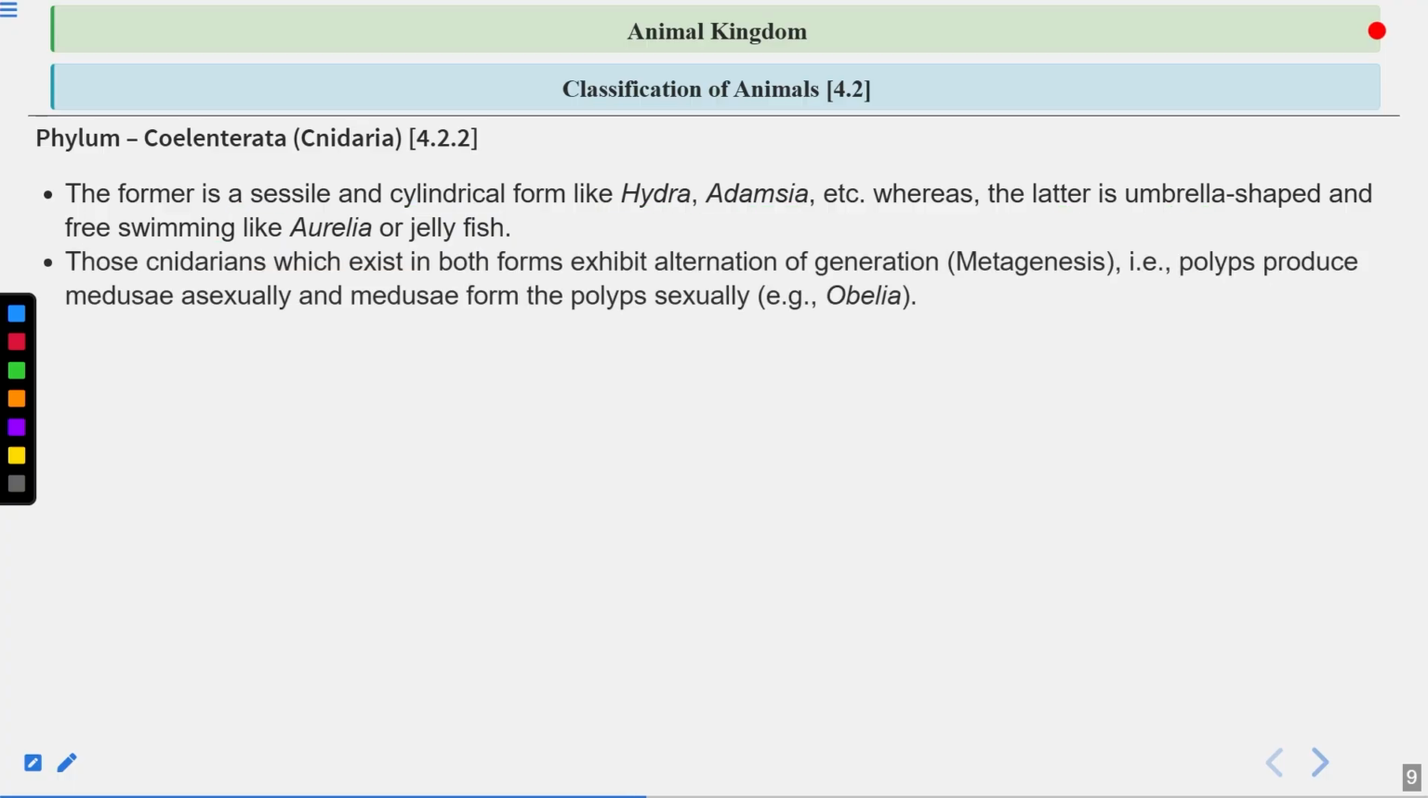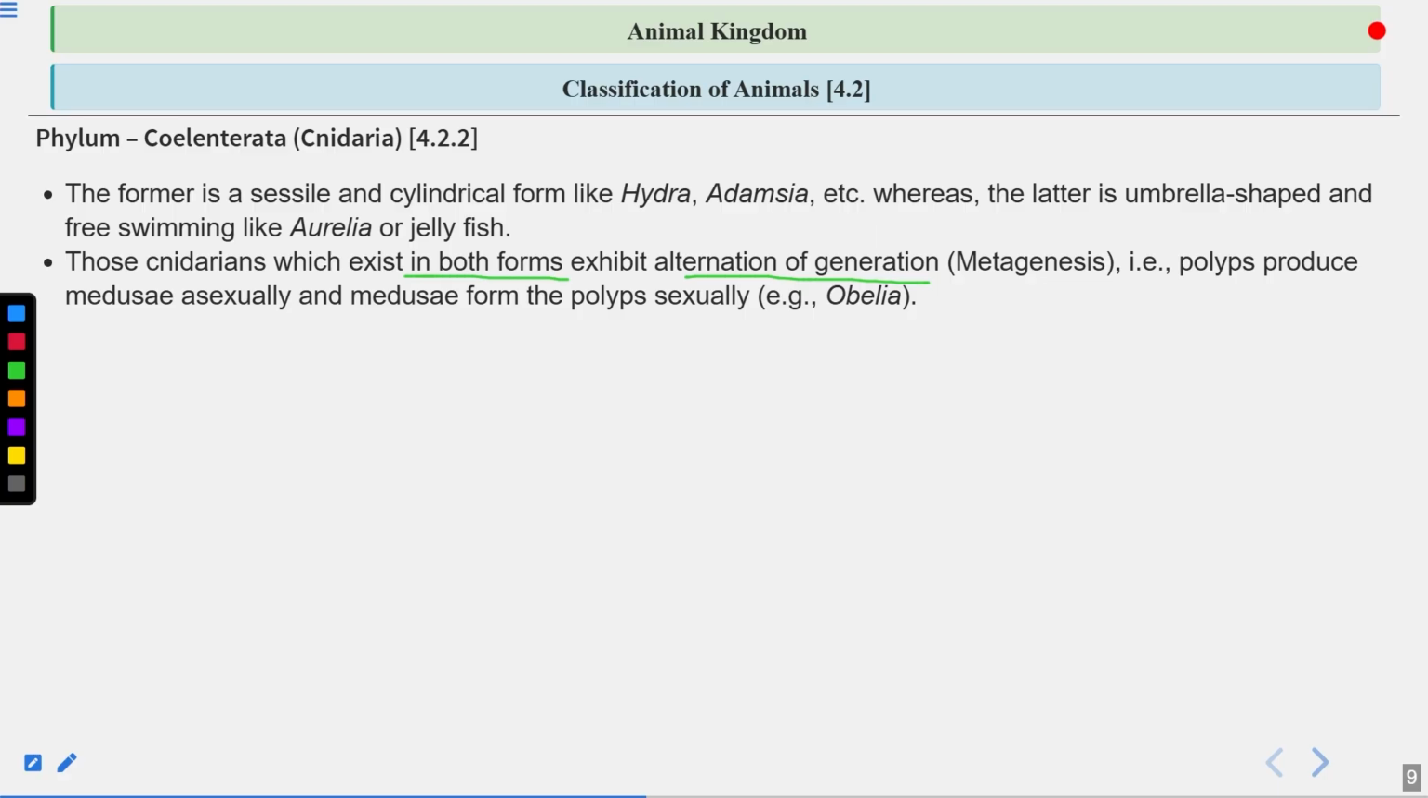Now, those cnidarians which exist in both the forms exhibit alternation of generation. What does this mean? It means that both the stages, polyp and medusa, are found in that organism. At one particular stage they will have polyp and then comes the medusa stage.